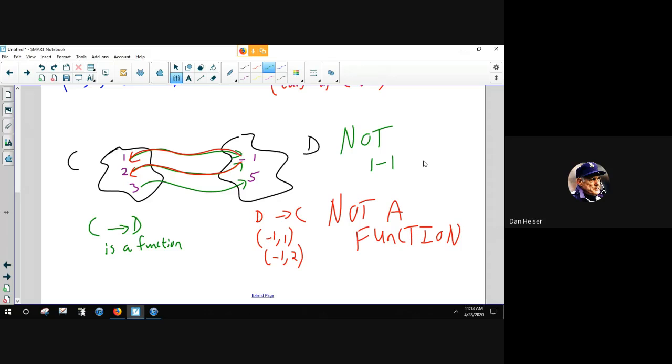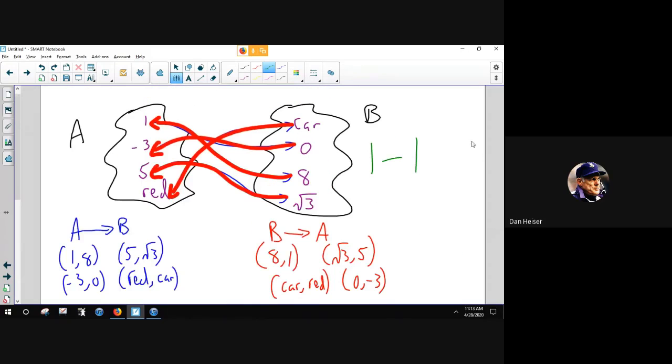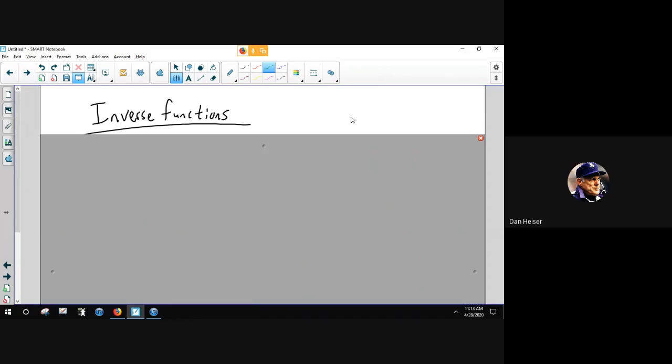So, when can we reverse, or the actual term is called inverse, a function? When it is 1-to-1. And that is what these are called. These are called inverse functions.